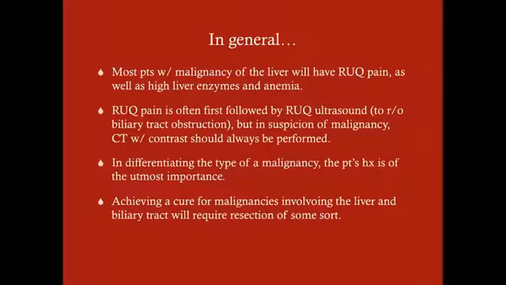Right upper quadrant pain is more often than not first followed by a right upper quadrant ultrasound, because one of the most common causes of right upper quadrant pain, as we know, is cholecystitis, and so we want to rule that out. But if you suspect a malignancy for any reason, especially if you don't see anything wrong with the biliary duct, or if you see a mass in the liver, which you usually do, you should always get a CT with contrast. That's going to help you diagnose your malignancy. In differentiating the type of malignancy, there's four different types here. The patient's history is of the utmost importance. Also important to differentiate these tumors from benign tumors.